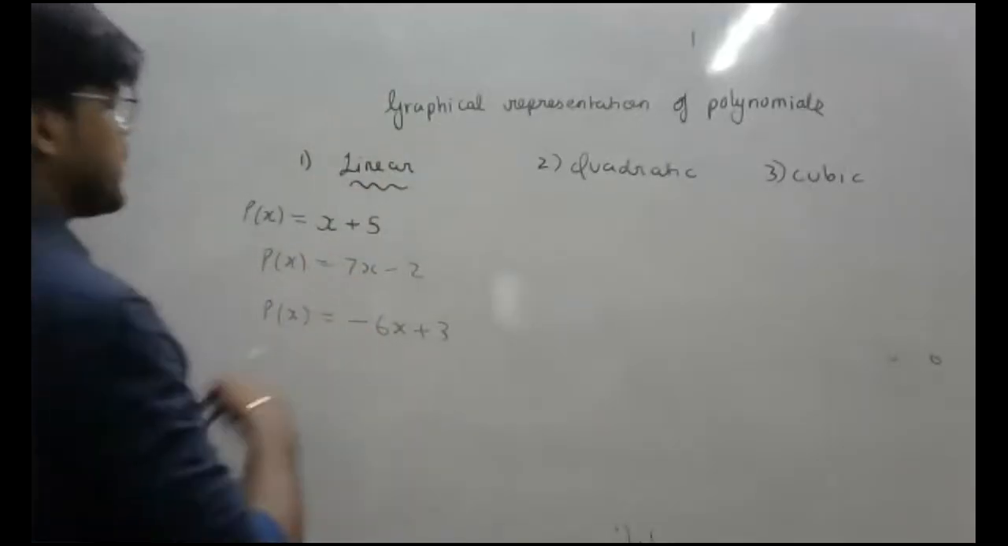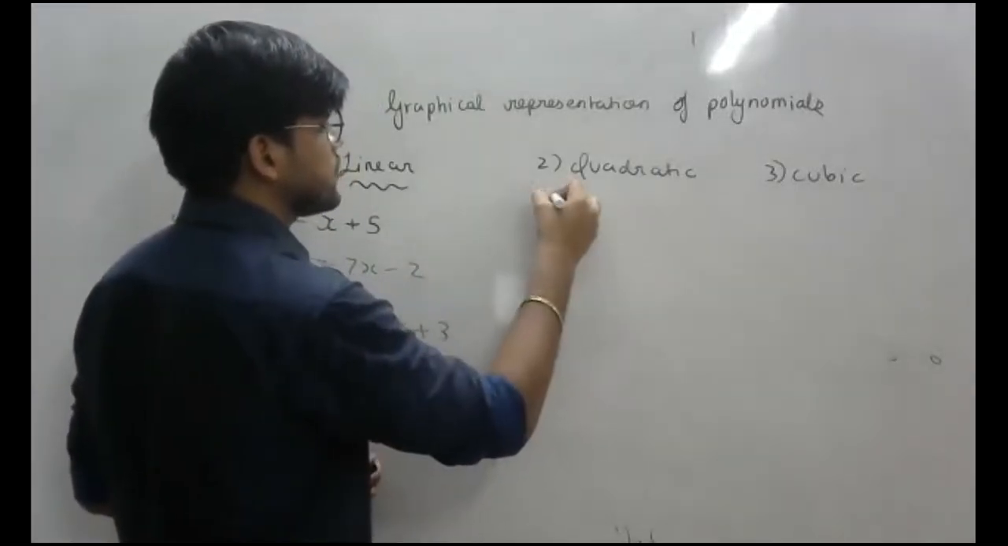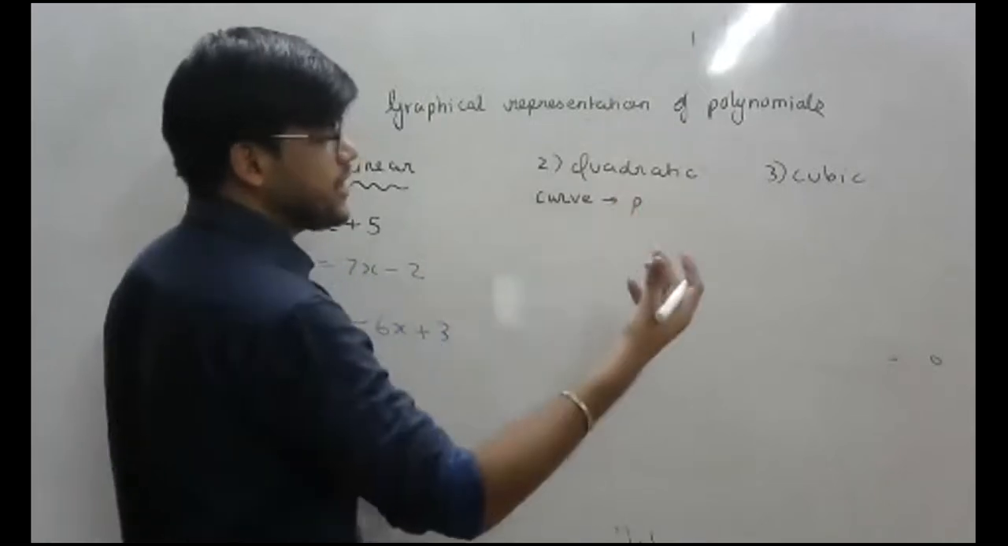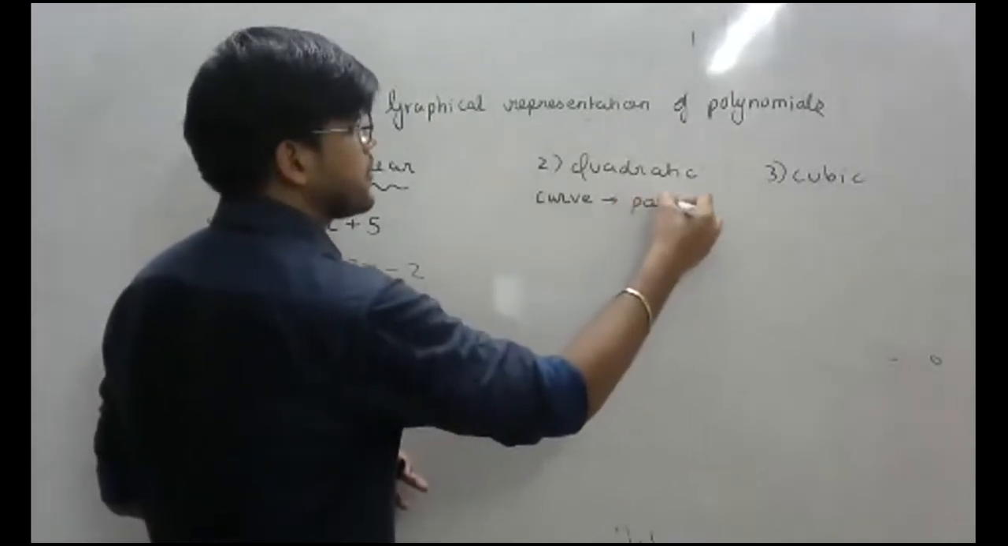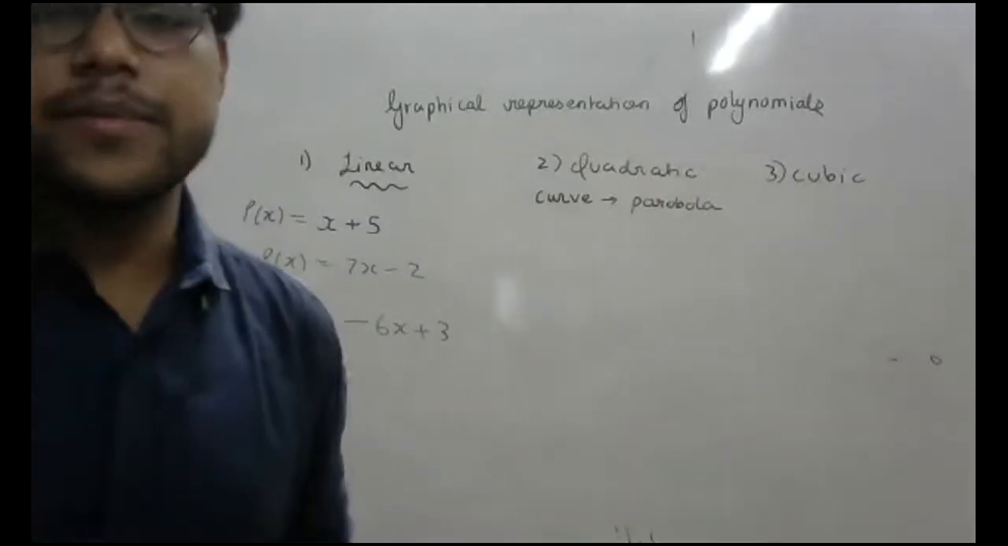What if you have a quadratic equation? A quadratic equation will give you a curve. And that particular curve has a special name: parabola. Very good. That particular curve is known as a parabola.